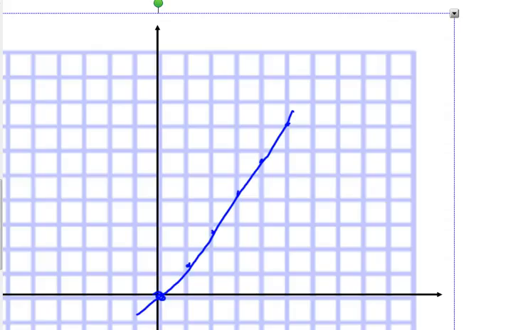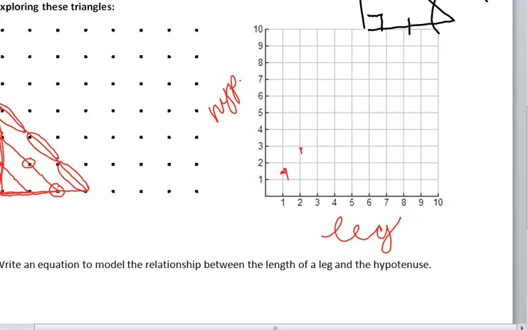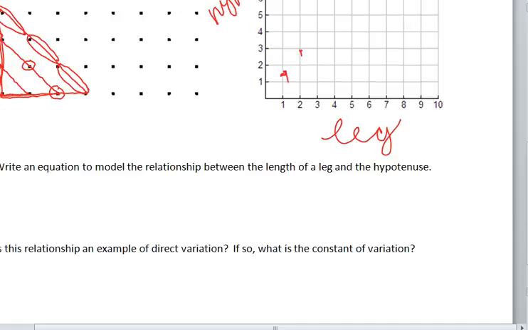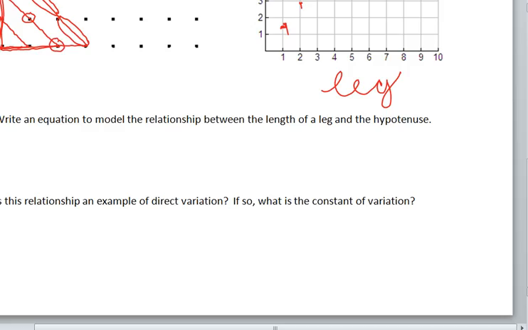Okay, so let's now look at the questions at the bottom of the page. We have our data, we've graphed it, we have something to look at. Now it says to write an equation to model the relationship between the length of the leg and the hypotenuse. How do we find the hypotenuse if we know the length of a leg? Pythagorean theorem. But how did we do it using our pattern?